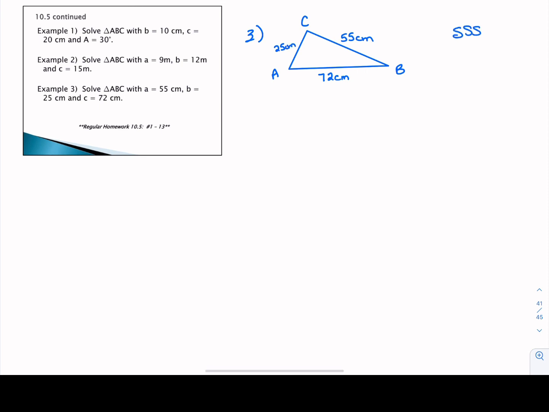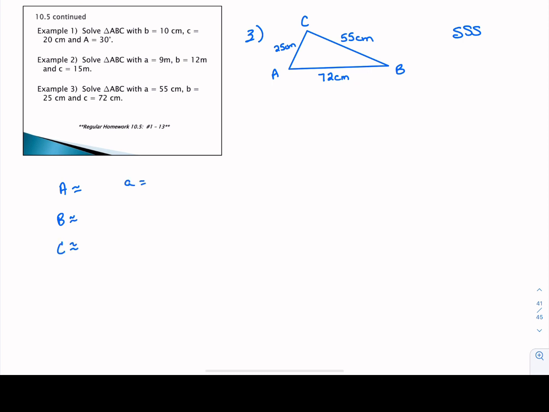Again, we know cosine law is used for SAS or SSS, so I think of the word SAS. If you hear the word SAS, if it's SAS or SSS, then we know it's a cosine law triangle. So here, we're missing all three angles again, and I'm going to use approximation symbols because typically we're going to have to round those values.